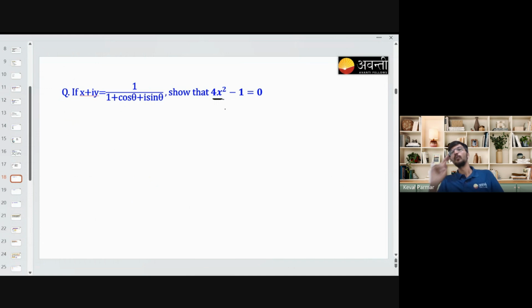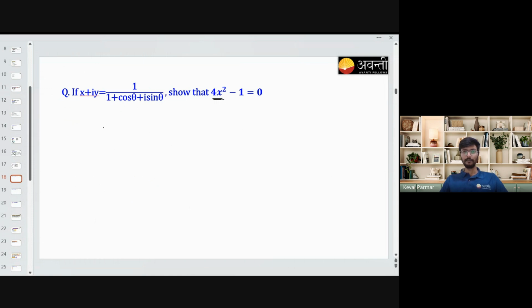That means we have to get the value of x. And if we want to get the value of x, we need to compare the two complex numbers on the left hand side and right hand side. And by equality of complex numbers, we can get the value of x.